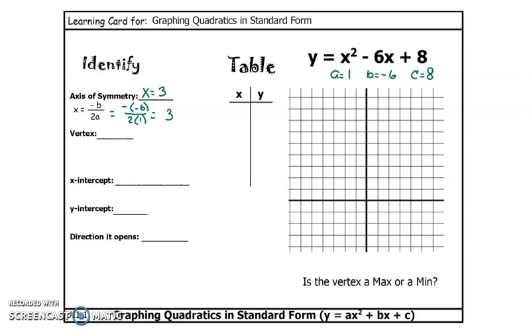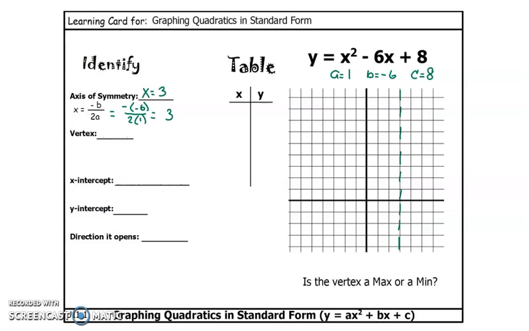So we can come over here on our graph and find when x is 3. Okay, so that's going to be this vertical line right here. I'm just going to draw a dotted line because it's not really part of the graph. We're just using it to show us that that's where the middle would be.